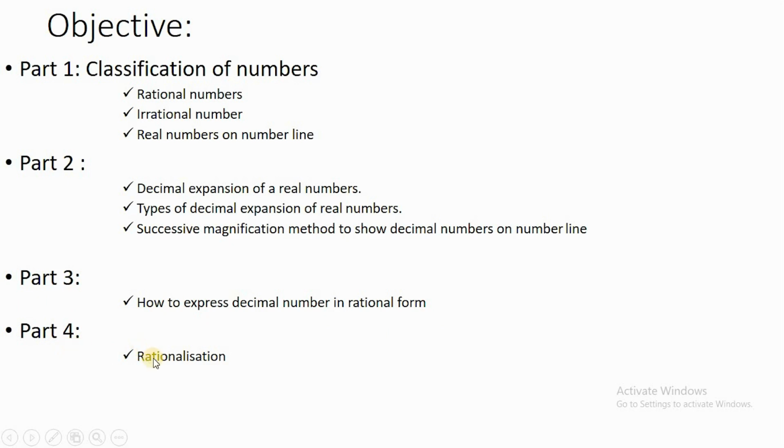And the fourth one is about rationalization. It's a whole new thing to class 9 students, so we are going to discuss this in detail. Now the first one is the classification of numbers.